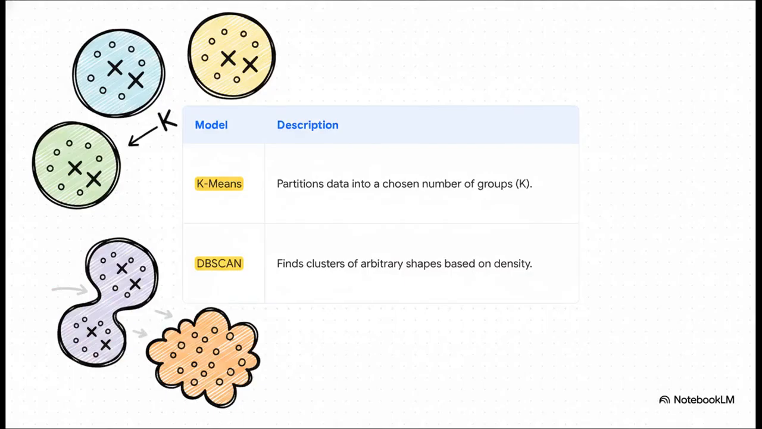This is called clustering. A famous tool for this is K-means, where you actually tell it how many groups, or K, you expect to find. Another one, DBSCAN, is really fascinating because it finds clusters based on how dense the data points are, which means it can discover groups of pretty much any shape.